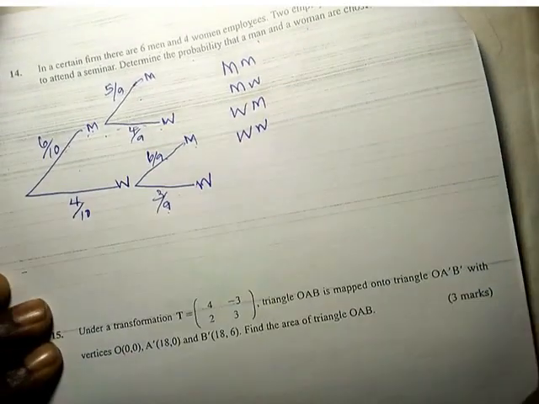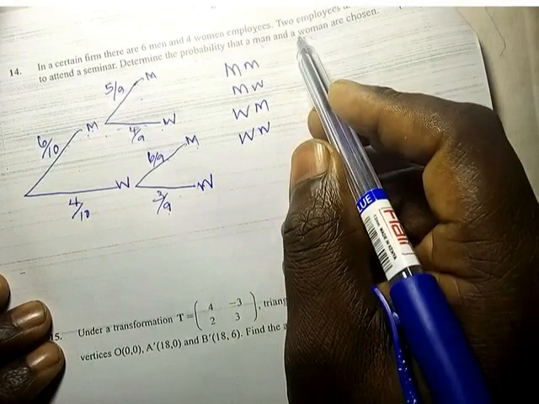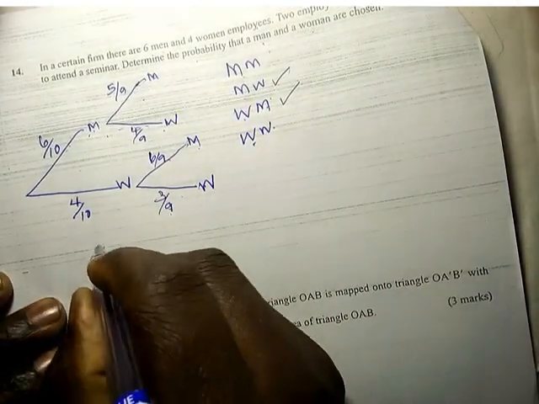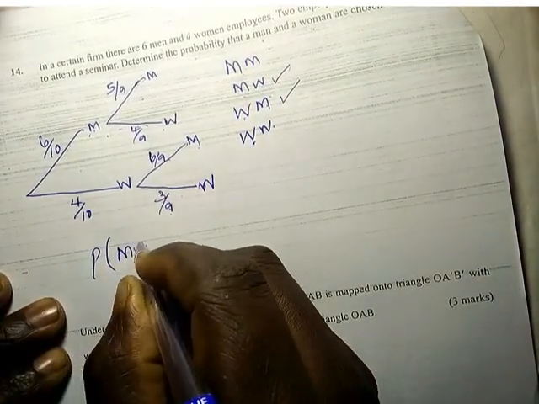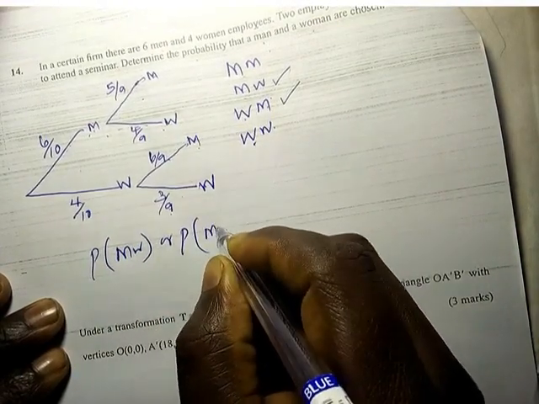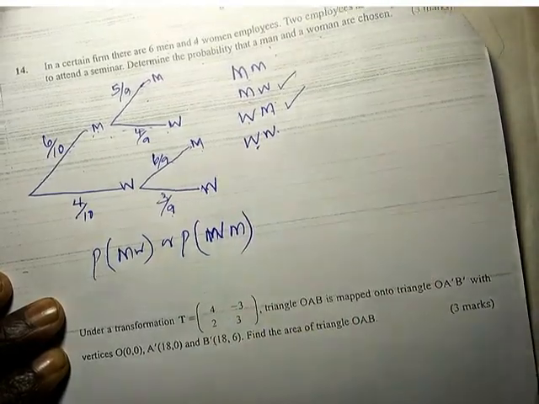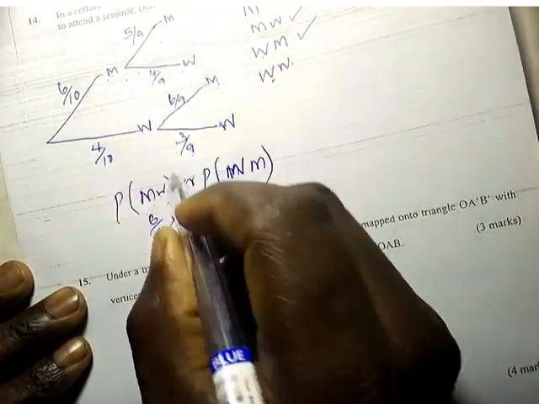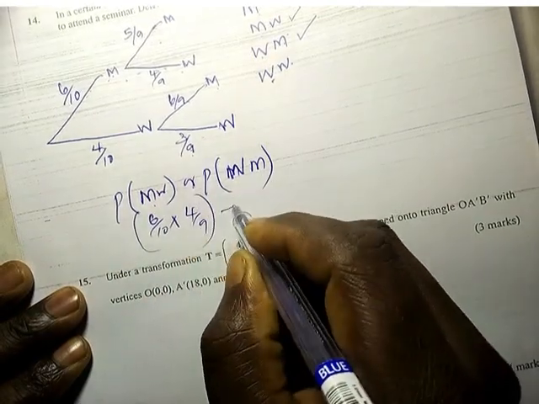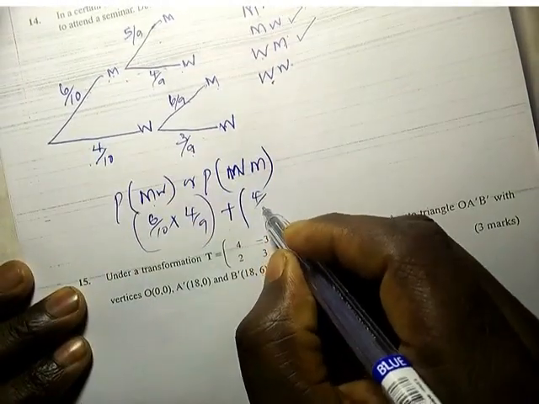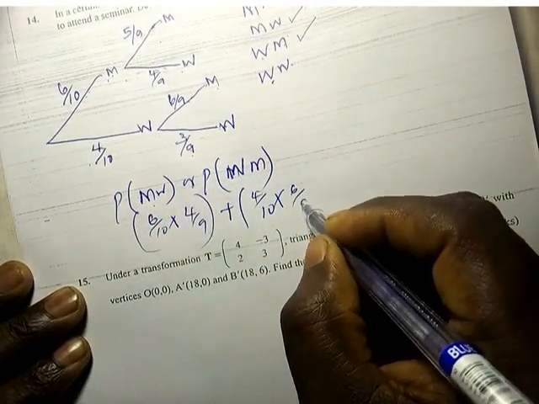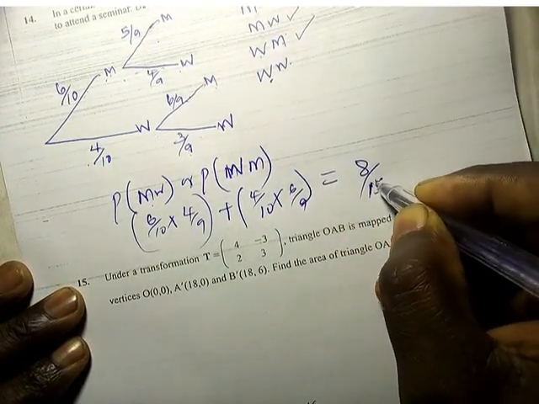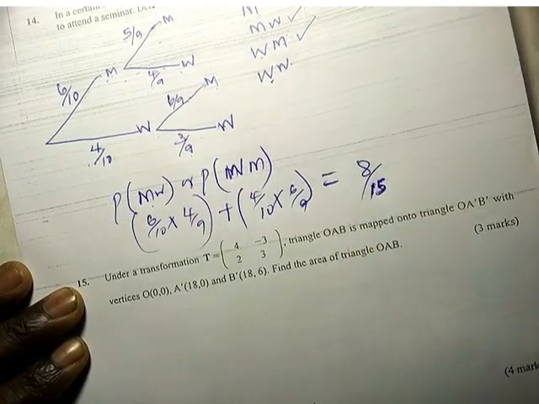Man, woman. You are asked to calculate the probability that a man and a woman is chosen. So, it is a man, woman, woman, man. Not man, man, not this one. These are the 2 ones. So, probability, a man, a woman, or a woman and a man are chosen. So this is 6 over 10 times 4 over 9, or we add 4 over 10 times 6 over 9. And this one will give us 8 over 15 using your calculator.